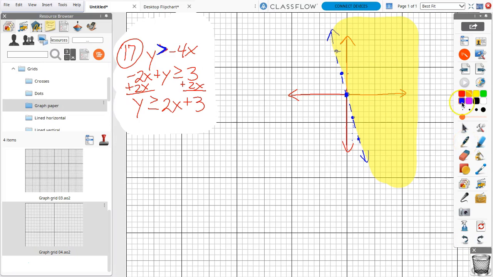And then we'll do the other line. Where was my y-intercept? 3, so up 1, 2, 3 right here. Its slope is 2. So I rise 2, run 1, rise 2, run 1, rise 2, run 1, however many times you want to do it. And this line is a solid line, right? Because it does have an equal to. It's greater than or equal to. And I shade above that line. Everybody with me? I'm going to go green this time.